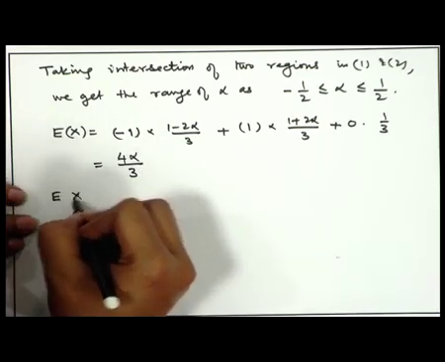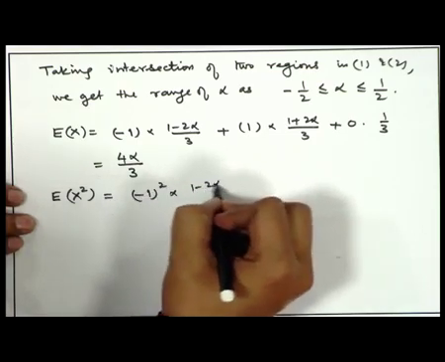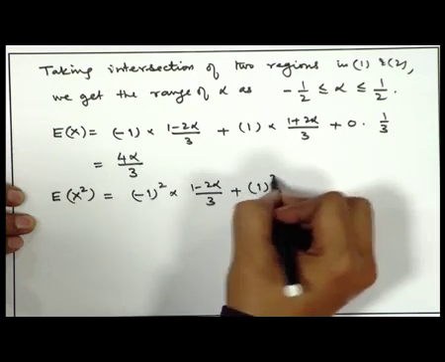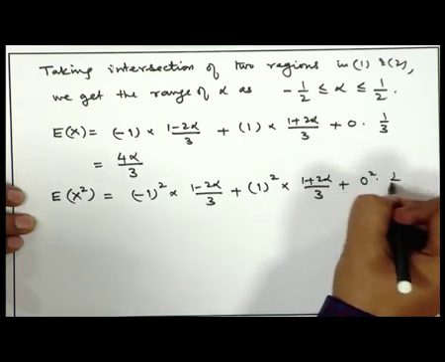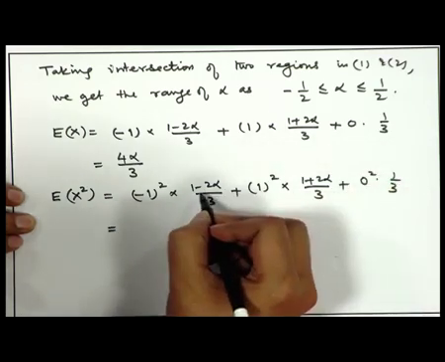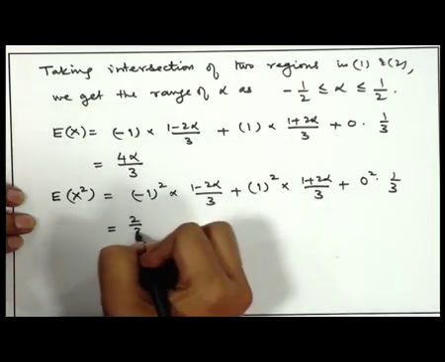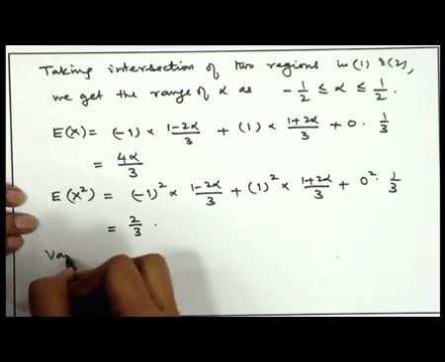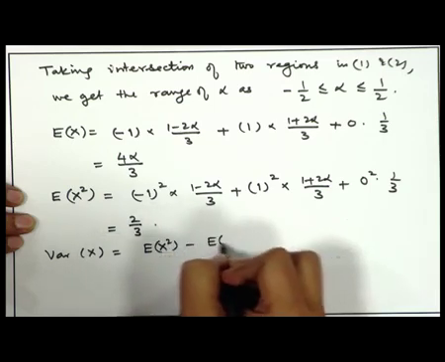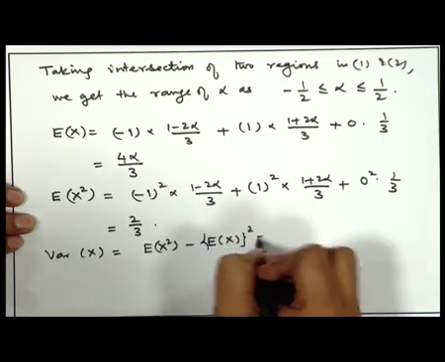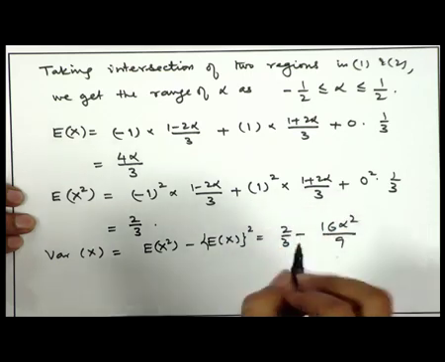Similarly, if I calculate the expectation of x square, then I get minus 1 square into 1 minus 2 alpha by 3 plus 1 square into 1 plus 2 alpha by 3 plus 0 square into 1 by 3. So, that is equal to 1 minus 2 alpha by 3 plus 1 plus 2 alpha by 3. So, it becomes simply 2 by 3. So, the variance of x is the expectation of x square minus the expectation of x whole square, that is equal to 2 by 3 minus 16 alpha square by 9.